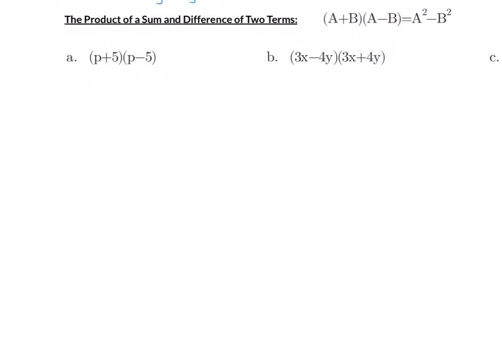So for example A, let's see what happens. I'm just going to go ahead and FOIL, so we get p times p is p squared. Outsides, we get minus 5p. Insides, we get plus 5p. And lasts, we get minus 25. My 5p's, they cancel, and I am left with p squared minus 25.